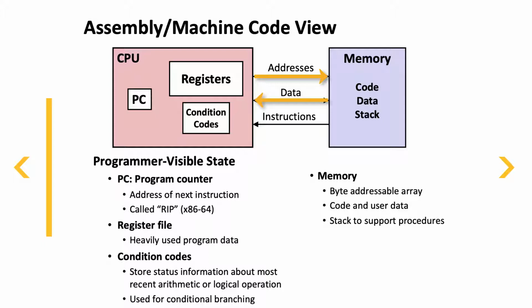We can also send an address to memory and get data back. So if I need to read something from memory, if I need to load that into the register so the CPU can work on it, I'll get data back, or I'll get instructions back, or some combination of the two. So this is how those two most basic things that we're going to look at for our purposes interact with each other.